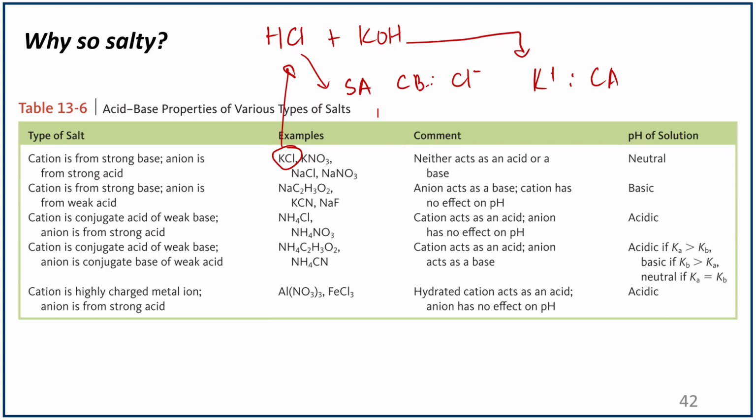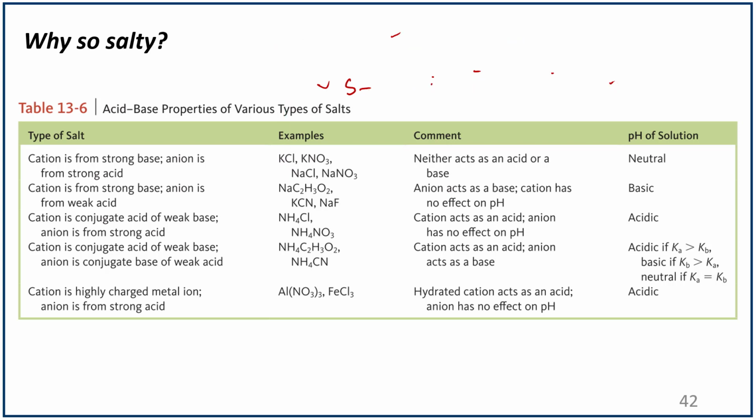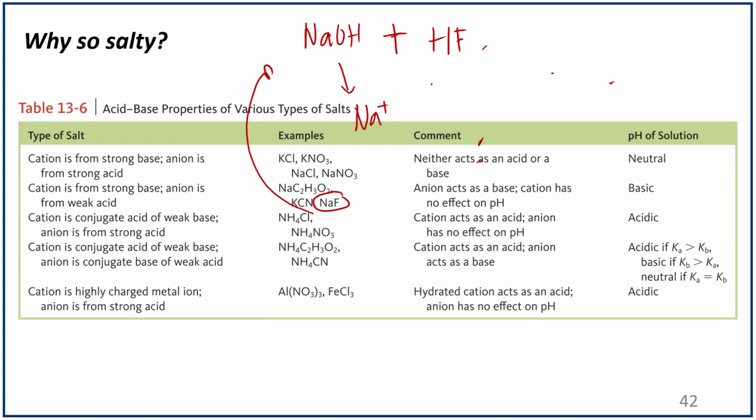Now on the other hand, if you have, let's say for example, sodium acetate, or let's actually pick a simpler one to write the formula, sodium fluoride. This one comes from the reaction of sodium hydroxide and hydrofluoric acid. Now again, sodium hydroxide is a strong base, so its conjugate acid, Na plus, will have no acidic, or for that matter, basic properties.